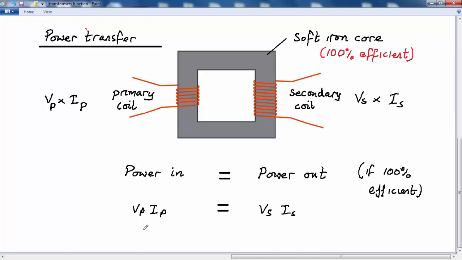Again, you can also expect questions in your GCSE exams based on power transfer in transformers. Again, you'll be given three of these pieces of information, and you will have to calculate the fourth variable. For example, in this case it would be the voltage in the secondary coil.